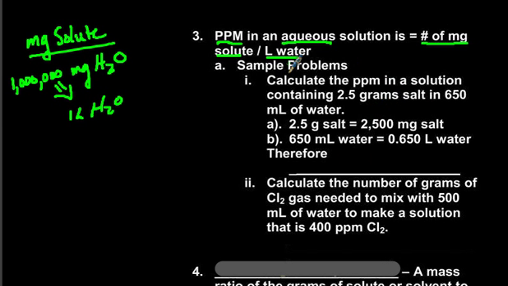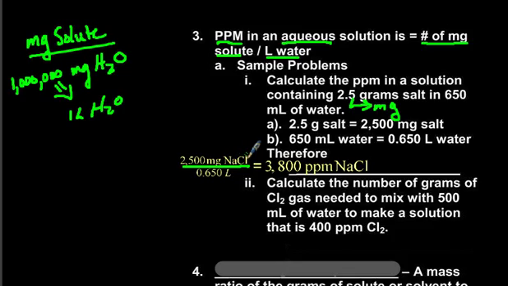So here's our sample problem. Calculate the ppm in a solution containing 2.5 grams of salt. We're going to convert that to milligrams, remember, in 650 milliliters of water. Well, 2.5 grams of salt is going to be 2,500 milligrams of salt, and 650 milliliters of water is 0.650 liters of water. Therefore, 2,500 milligrams of salt in 0.650 liters will give us 3,800 parts per million NaCl.